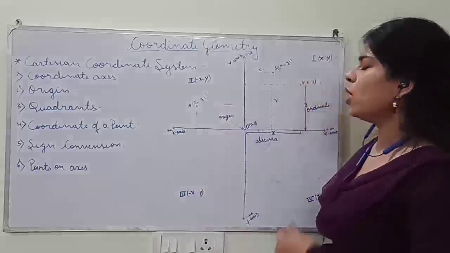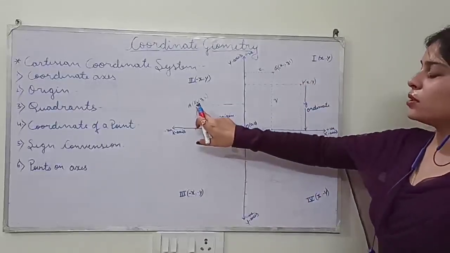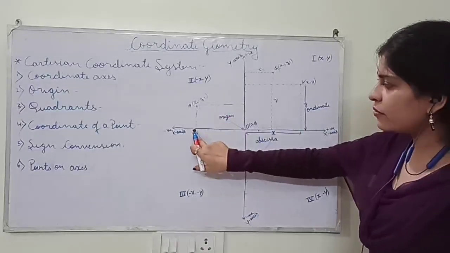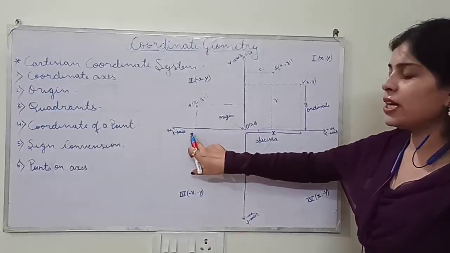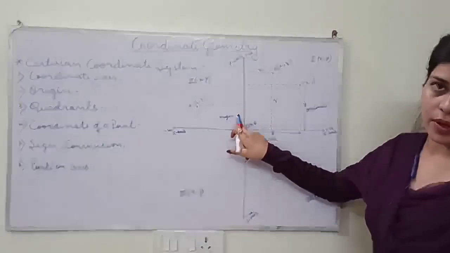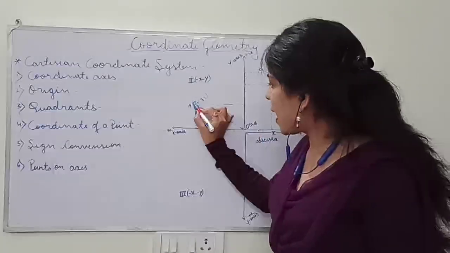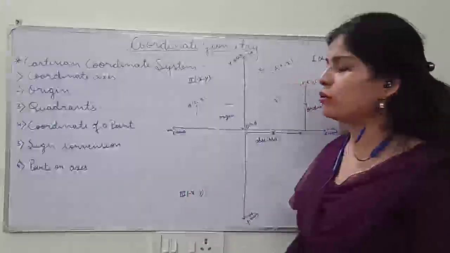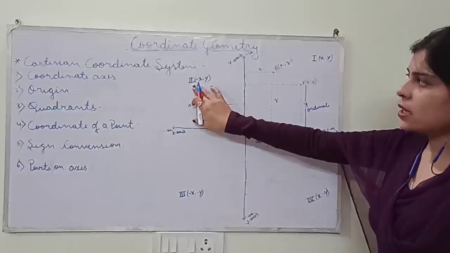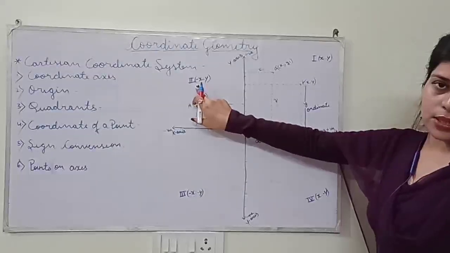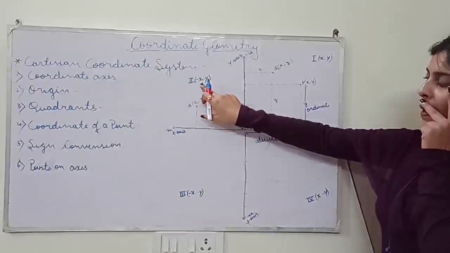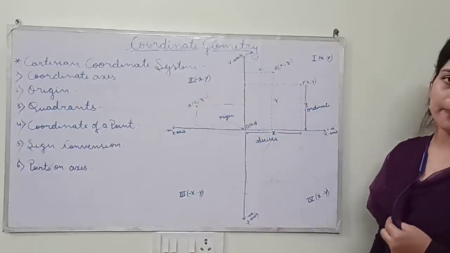For point A, we are naming the coordinates as x2 and y2. Here we can see that this is the negative x-axis, and the y-axis is positive. So x2 will be negative and y2 will be positive. Clearly, in the second quadrant, the x coordinate of a point will always be negative and the y coordinate of a point will be positive.